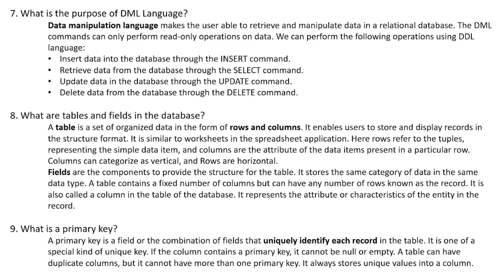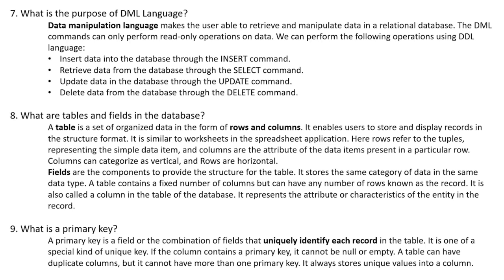Fields are the components that provide the structure for the table. A field stores the same category of data in the same data type. A table contains a fixed number of columns but can have any number of rows, known as records. A field is also called a column in the table of the database. It represents the attribute or characteristics of the entity in the record.